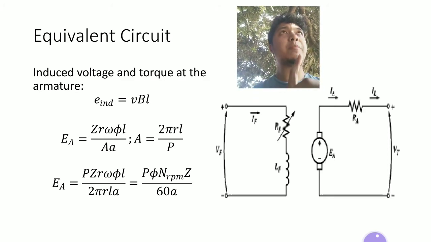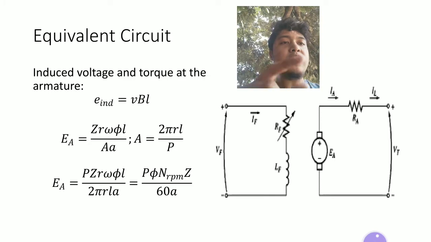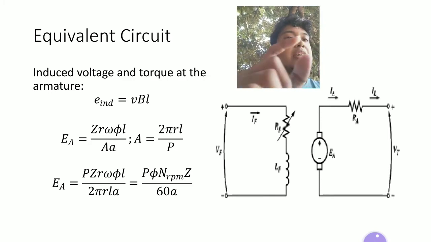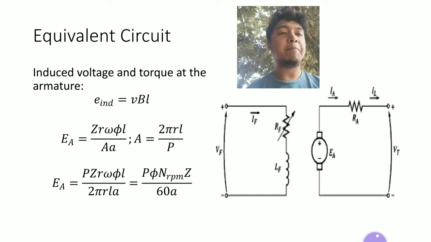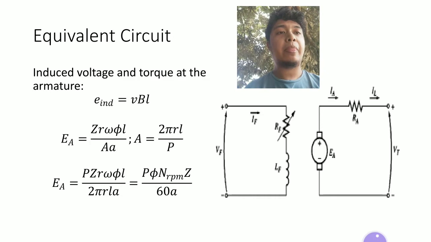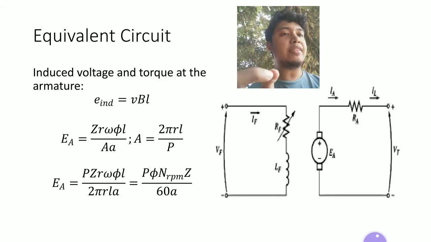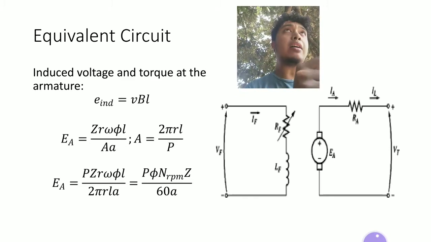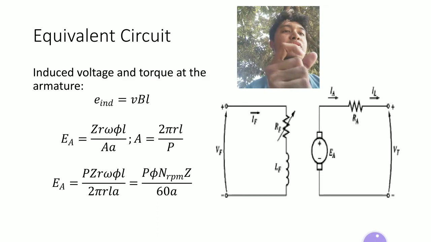So sir, saan po rito yung input ng ating generator? As you can see, you have the EA, that is basically the induced voltage at the armature. The induced voltage at the armature, dyan nagkakaroon ng P-convert. Okay, so as you can see, you have the P-convert at the EA side, and then you subtract the losses dun sa armature, and then you get the P out.